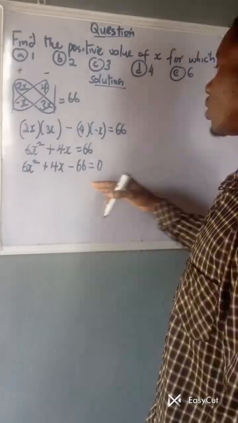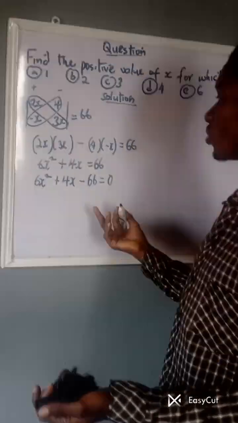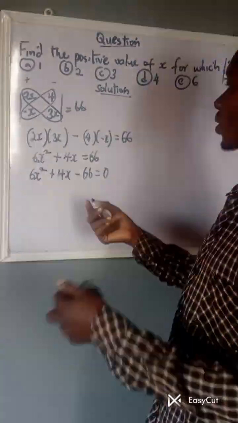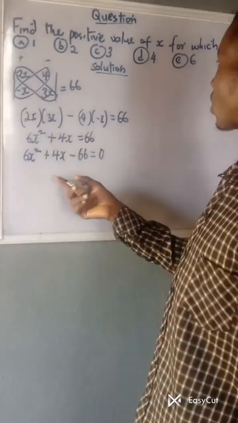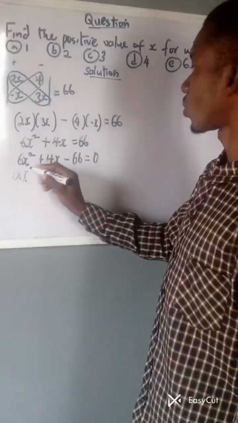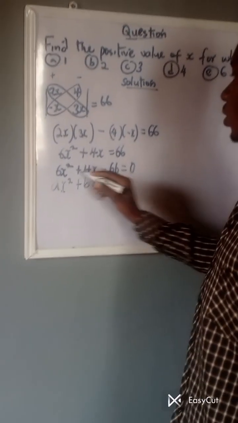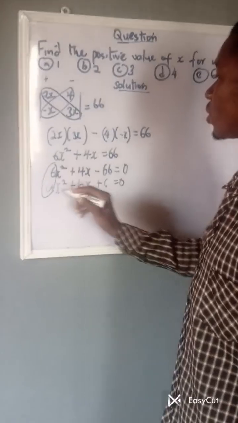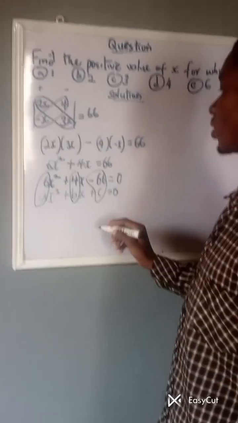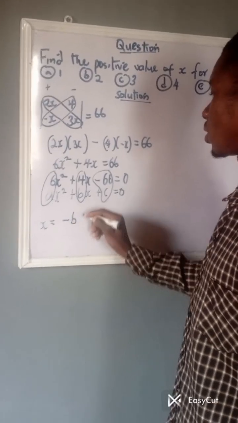Now at this point, you want to solve. If you want to solve a question like this, there are many ways you can solve it. You can use the general formula, you can use the quadratic method and the completing the square method, but I prefer to use the general formula. The general formula says you compare it with ax squared plus bx plus c equal to 0. So in this case, our a becomes equal to 6, our b becomes equal to 4, and our c becomes equal to minus 66.